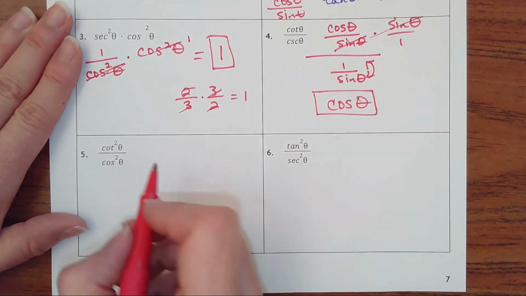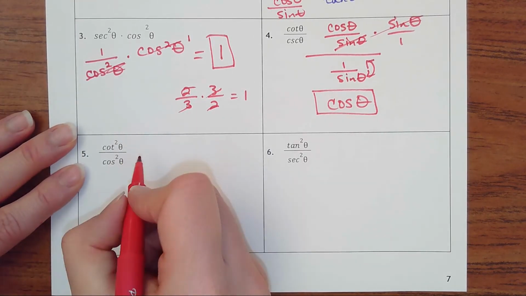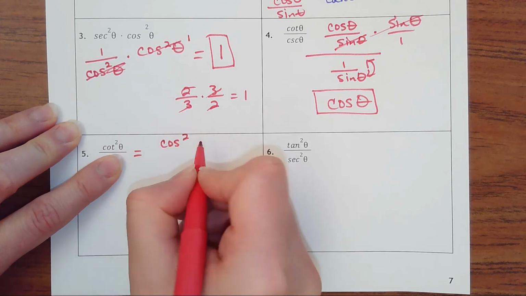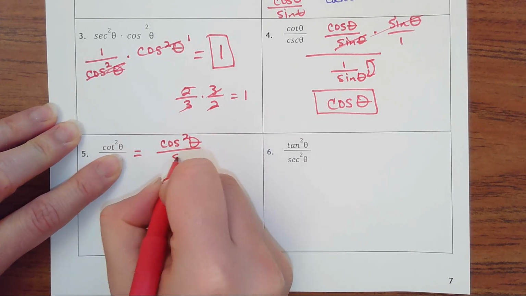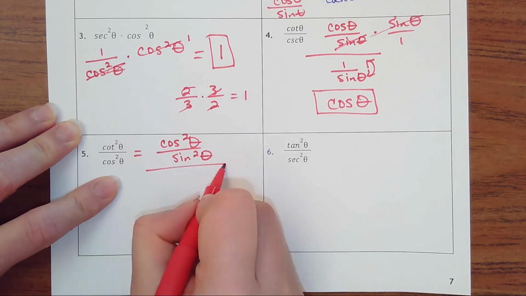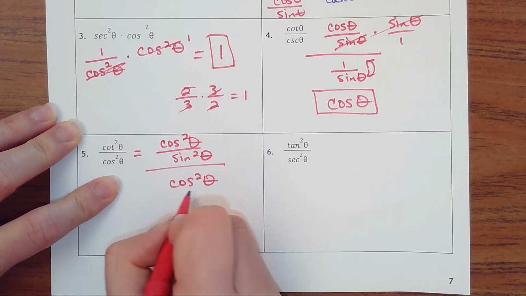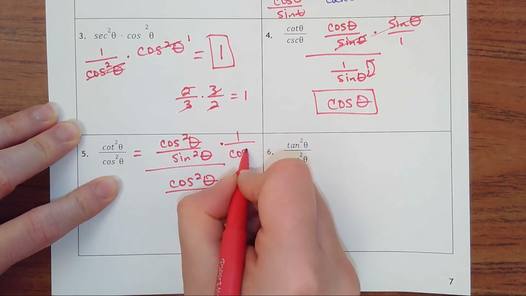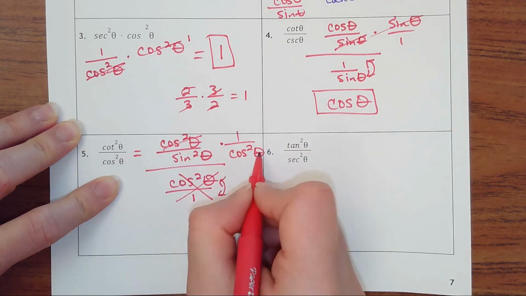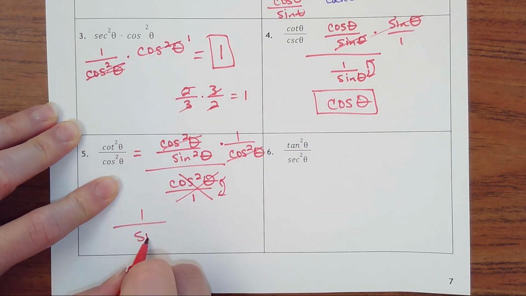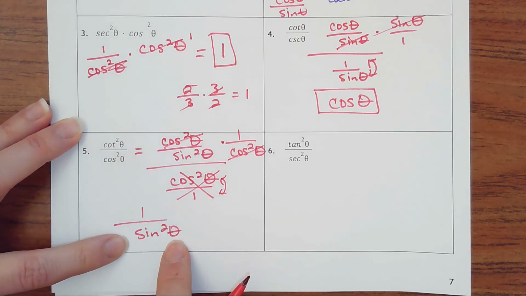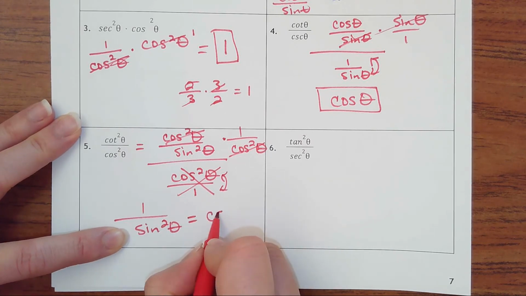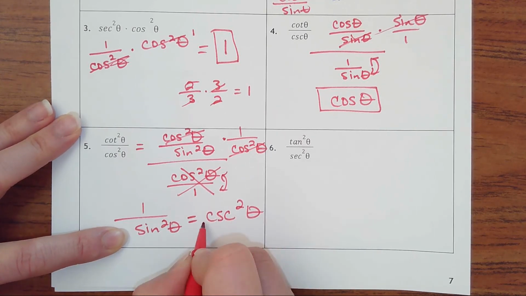Number 5, I've got division. Things are getting squared. Cotangent squared, I'm going to change into cosine squared over sine squared over cosine squared, which is really over 1. I'm going to multiply by the reciprocal. These cancel out, become 1. So I get 1 over sine squared. 1 over sine would be cosecant, but since it's 1 over sine squared, it's going to be cosecant squared of theta.